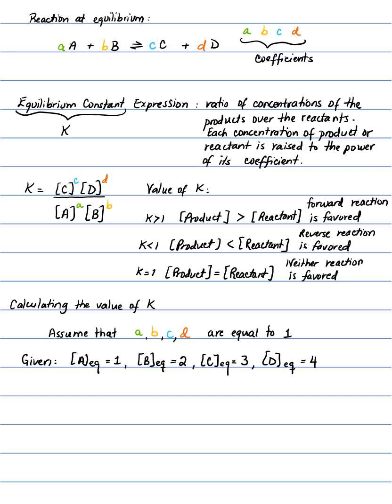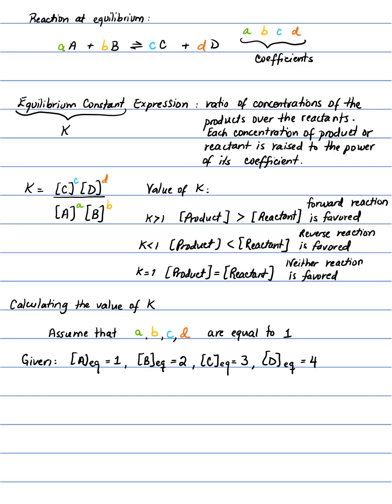So since the equilibrium constant expression is a ratio, right? You're dividing what you have on the products by what you have on the reactants. You're going to have options. The value of the equilibrium constant can be greater than 1. And what that means is that the overall concentration for your products when dynamic equilibrium is reached is going to be greater than the overall concentration for your reactants.